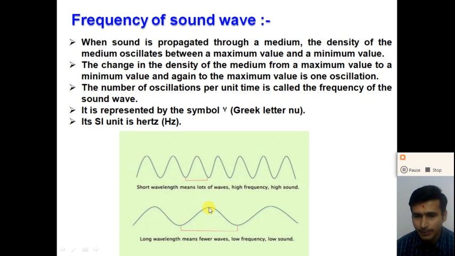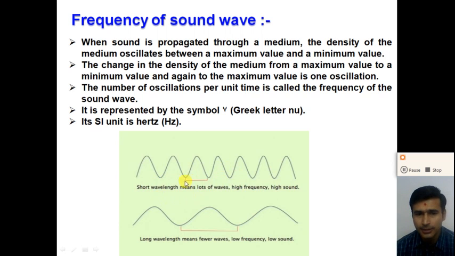And here, from maximum value to the maximum value again is one oscillation, and from maximum value to the maximum value again is two oscillations. So here the number of oscillations in 1 second is 6 and there it is 2. So this sound wave has a higher frequency, or we can say a high sound with a short wavelength. As the frequency is high, the wavelength is short.